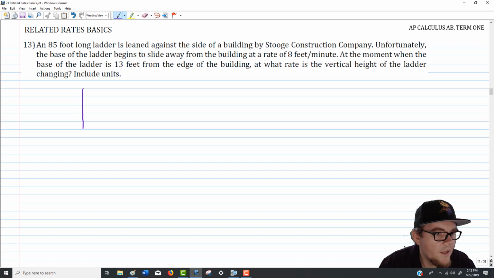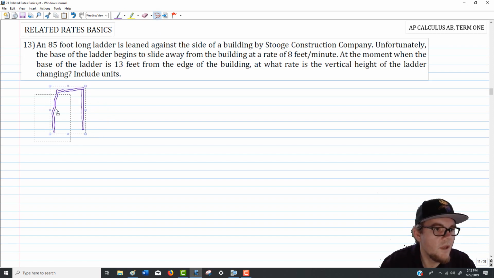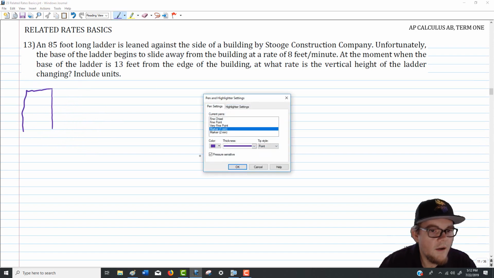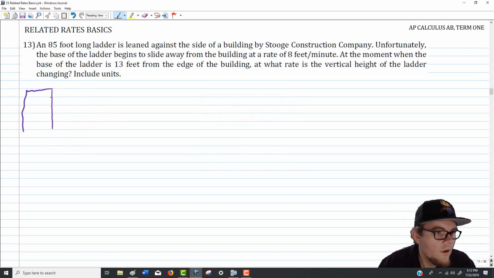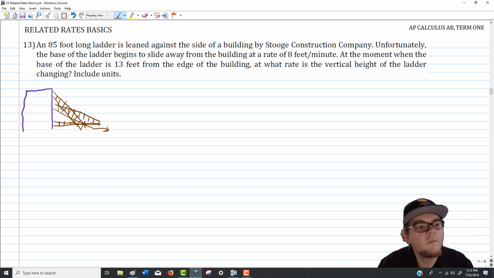I'm going to draw a building. You can see it's just amazing craftsmanship there, isn't it? Isn't it beautiful? Next we'll draw our little ladder. Our ladder is starting here. And what they're saying is it starts to slide outward that way, which means the ladder will look like this later. And eventually, if we let it go far enough, it'll be basically horizontal.